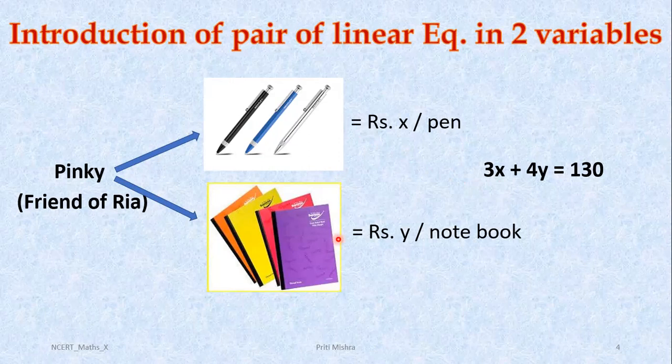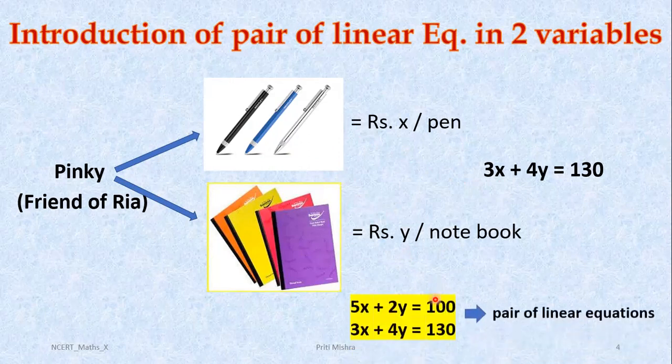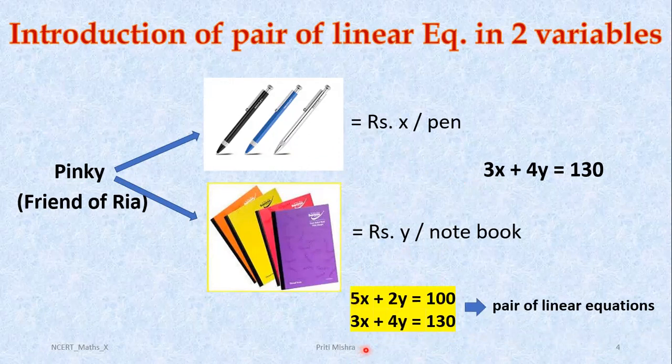Then while returning back, Ria and Pinky both were discussing that they both paid total amount without asking cost of each pen and each notebook. Now, is it possible to get to know individual cost of each item? Yes, it is possible, because now we are having two equations in same variables, one from Ria and another from Pinky. 5x plus 2y is equals to 100. This equation belongs to Ria, and 3x plus 4y is equals to 130. This equation belongs to Pinky in the same variable.